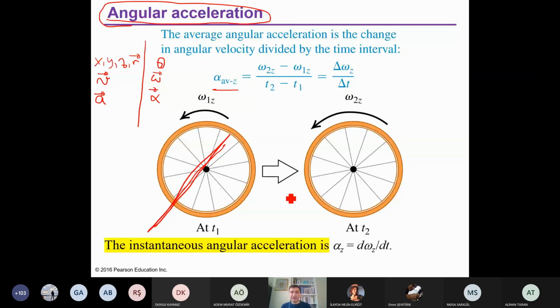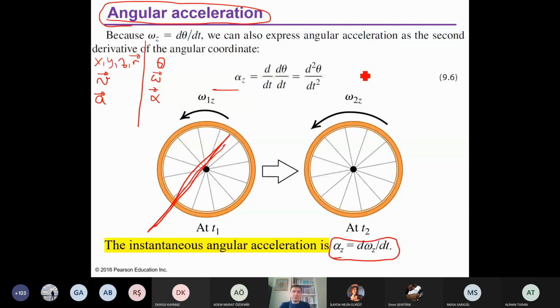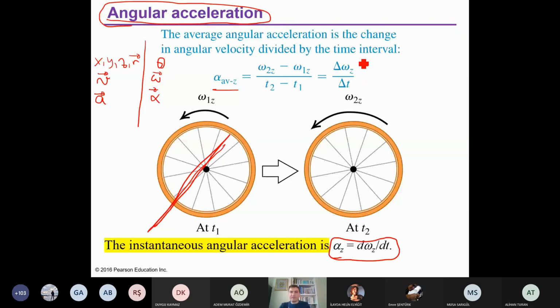And instantaneous angular acceleration is given with this expression. With this one, you can get alpha z. This is the average. This is the instantaneous one. Limit delta t approaches 0, delta omega z over delta t, then it can be written with this form. Okay, this is the instantaneous angular acceleration.